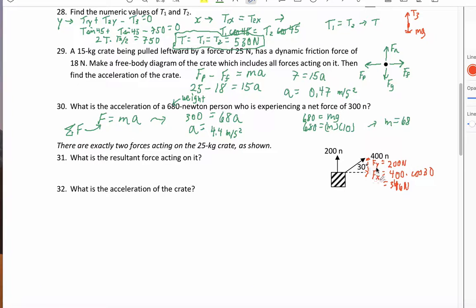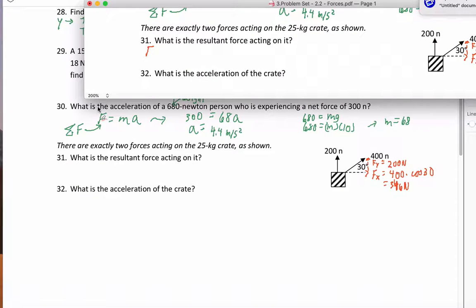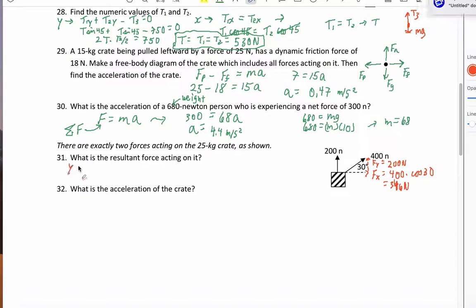The 400 sine of 30 being 200 is something that's expected on the AP that you could do automatically. So if you're at a 2 or a 3 in mastery, little things like that will push you into the zone of a 4. Now, what is the resultant force acting on it? So let's get the y component. In the y direction, we're going to have Fy plus 200, which is going to give us 400 newtons of force in the y direction because I'm taking this and adding it to that. In the x direction, we're going to end up getting 346 newtons.